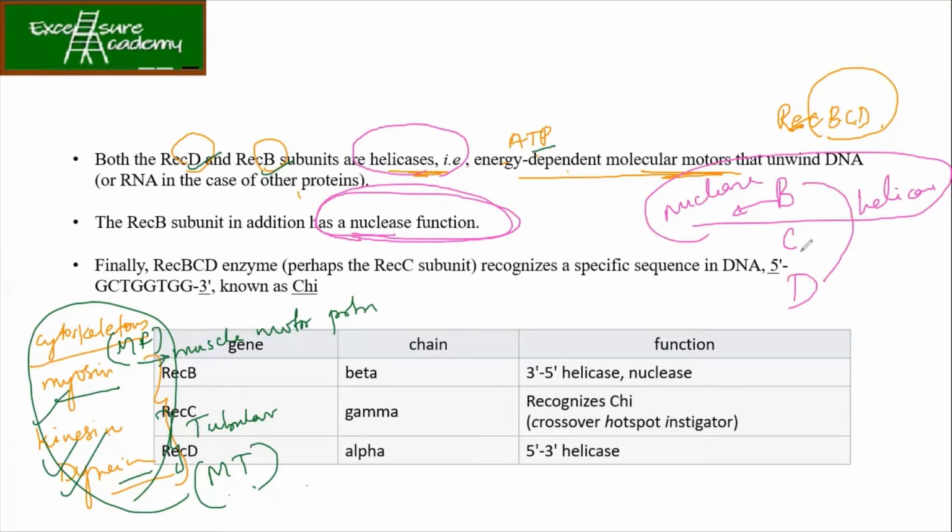Now what is the function of C? The function of C is to recognize a specific sequence called chi. We make a symbol like this. Chi, like the chi in chi-square, it's the same chi. So the main function of the RecC subunit is to recognize this chi, which is actually a hotspot where recombination happens the most. Are you able to follow?